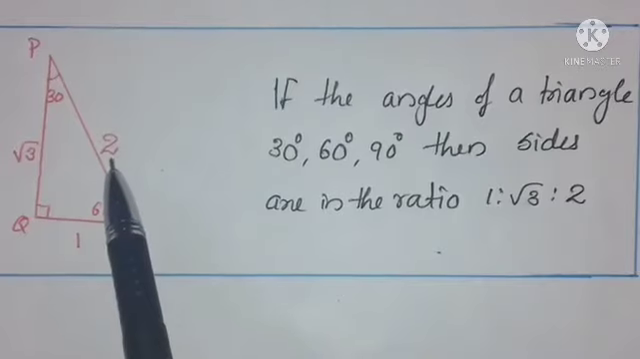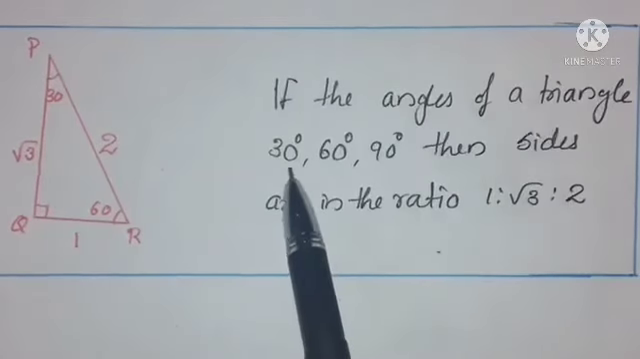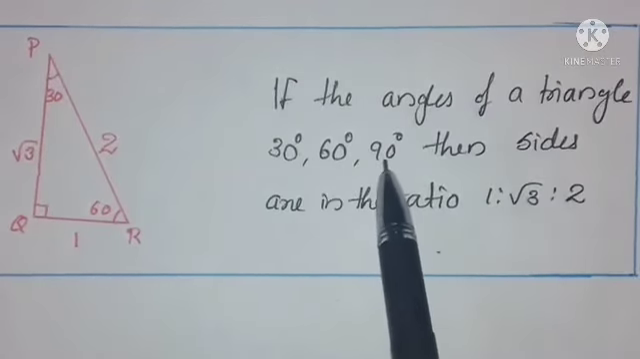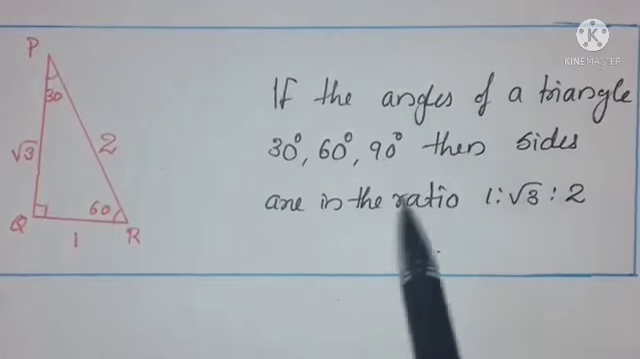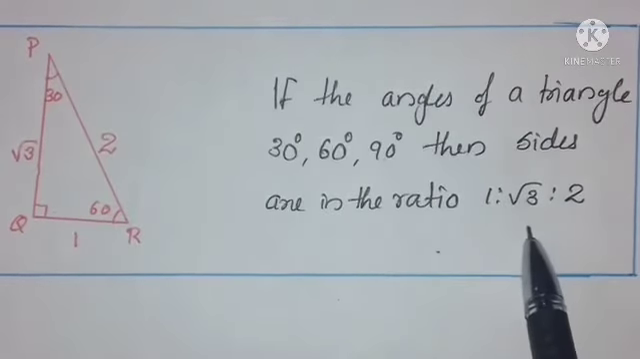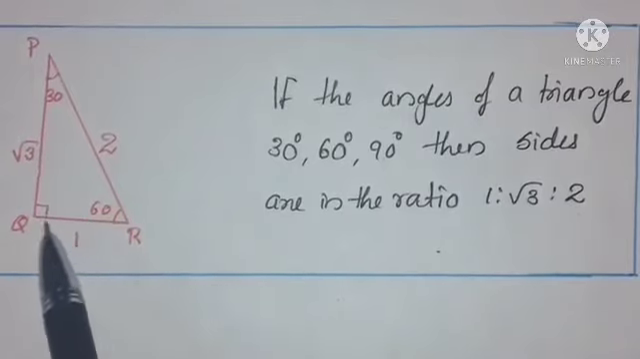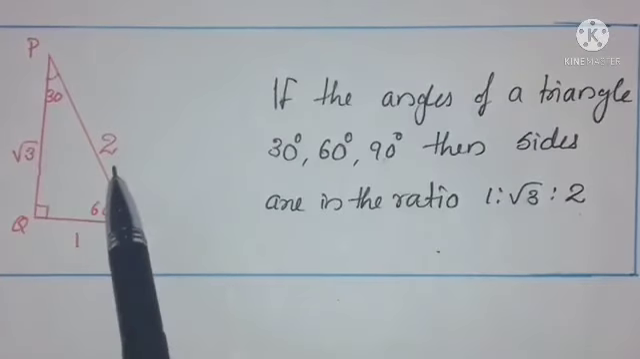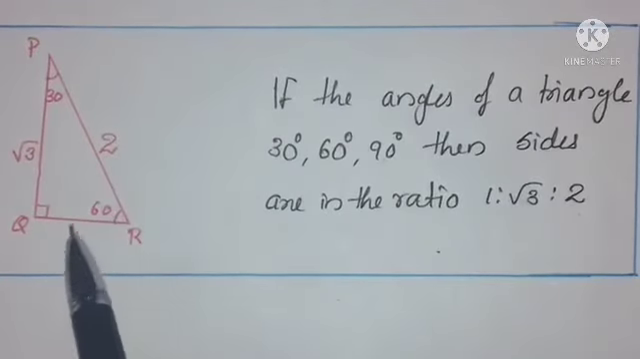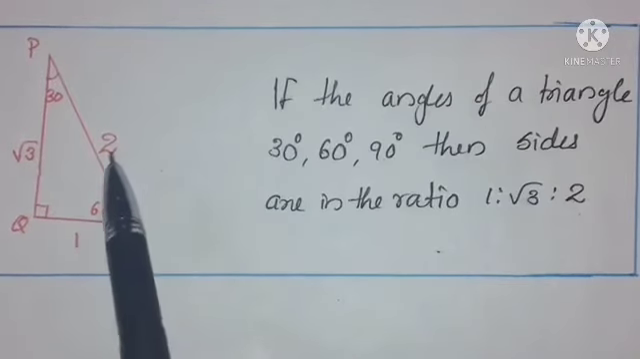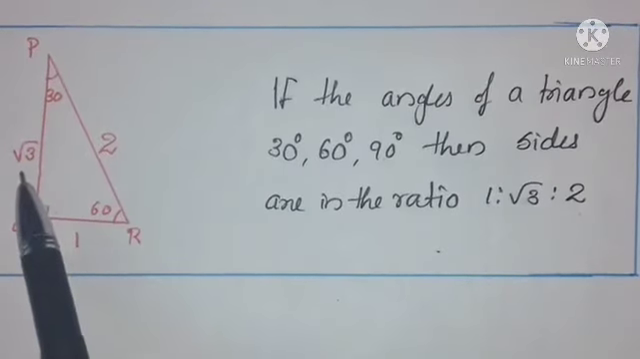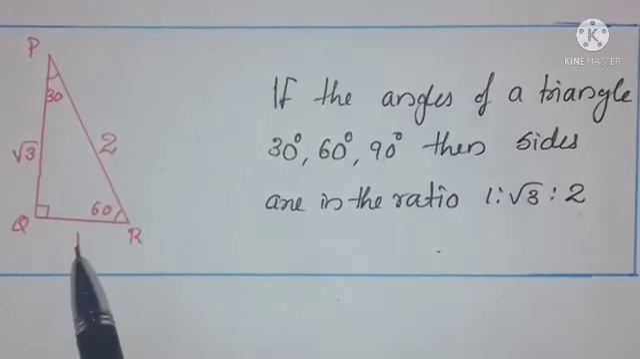That means, in a triangle with angles 30, 60 and 90, the ratio of the sides will be: opposite to 30 is 1, opposite to 60 is root 3, opposite to 90 is 2. Okay, this is also an important point. Please note that. If the side opposite to 30 degree is 10, then the side opposite to 90 degree will be 20. Okay, side opposite to 60 degree will be 10 root 3.